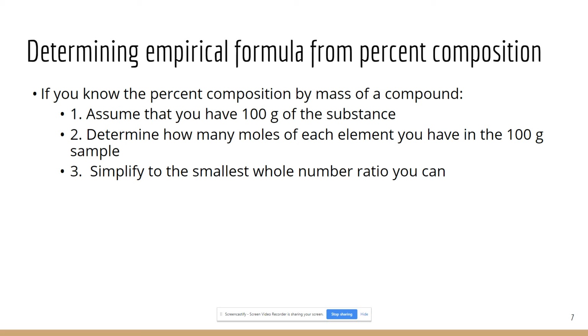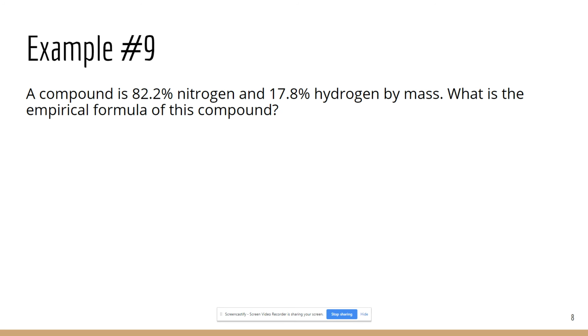Pause here. If you're trying to determine the empirical formula, there's a process, and there are many ways to do it. I just really like this method. You start by assuming that you have 100 grams of the substance. You determine how many moles of each you'd have, and then we look for the ratio of moles. Let's look at an example of this. Pause here.